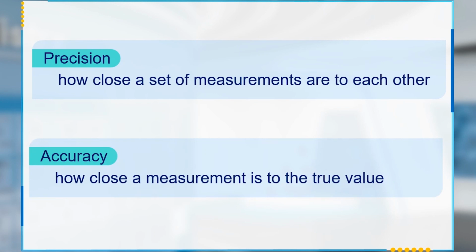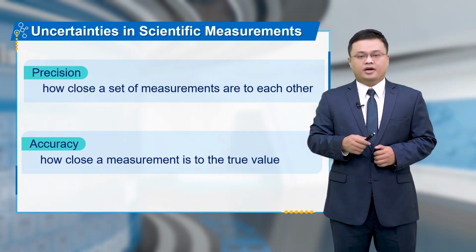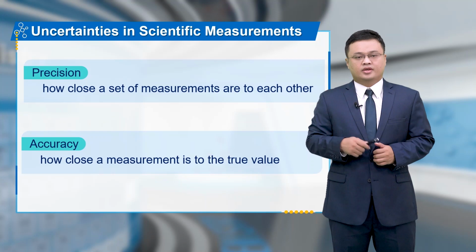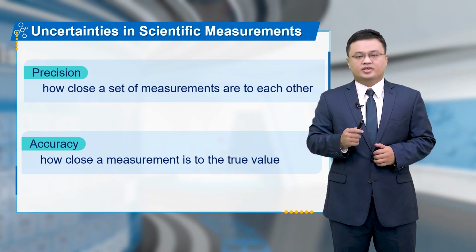Accuracy refers to how close a measured value is to the accepted, or actual value. High precision measurements are not always accurate. A large systematic error could be present. Still, scientists generally strive for high precision in measurements.